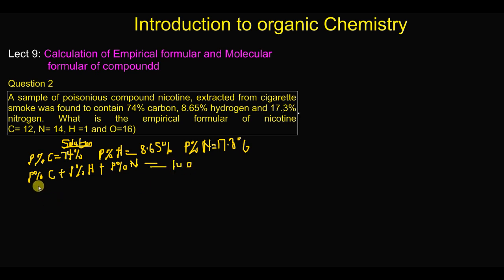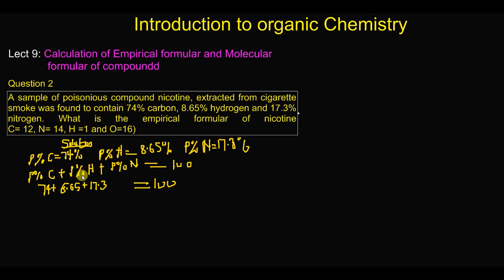So quickly let's do that. We are going to get 74 plus 8.6 plus 17.3. Let's check whether they are up to 100. If it's not up to 100, you find the missing percentage. So quickly let's check. When you add all, you are going to get close to 100. So that means you take it equivalent to 100.